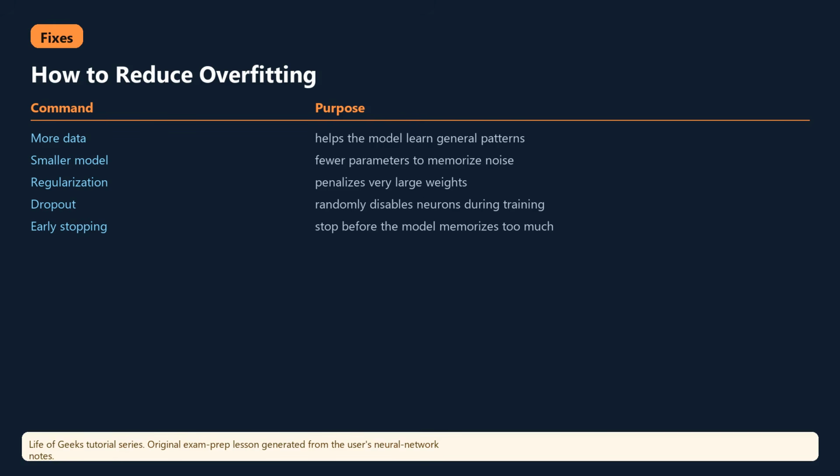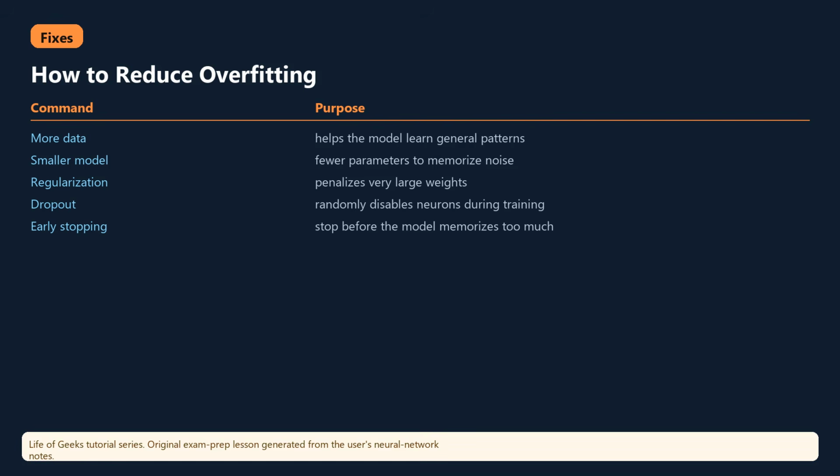There are several ways to reduce overfitting. More data helps because the model sees more variety and has less chance to memorize a small set. A smaller model helps because fewer parameters mean less memorization power. Regularization adds a penalty for large weights, encouraging simpler solutions.